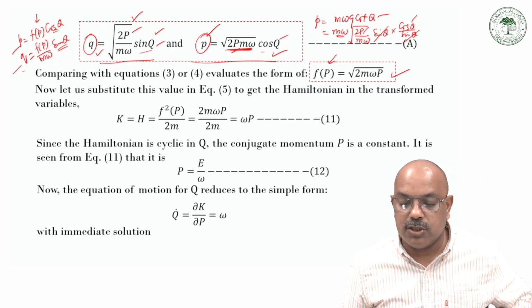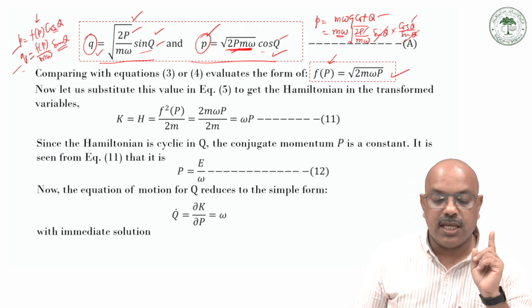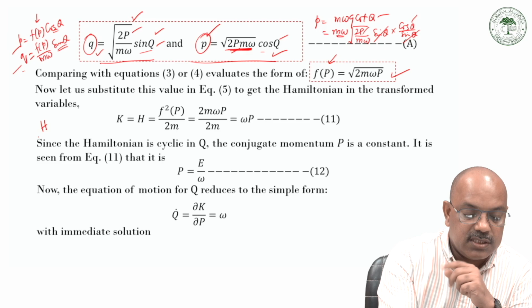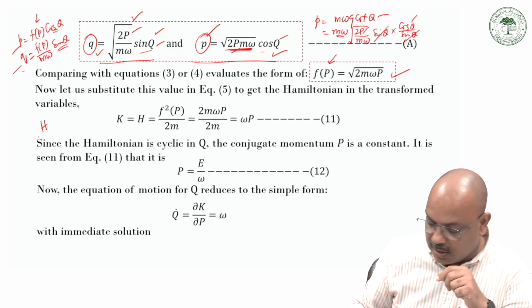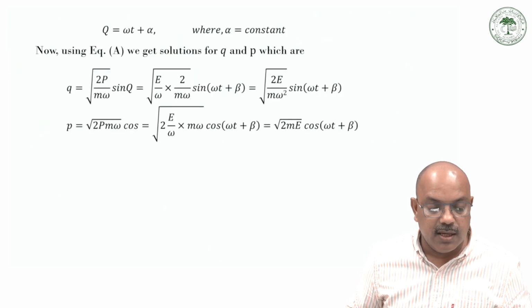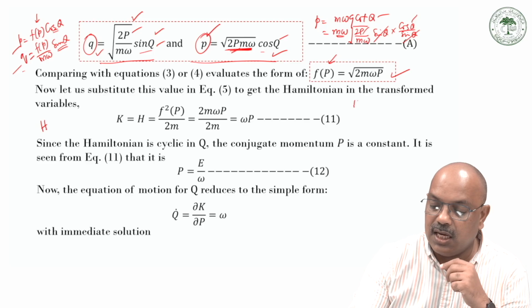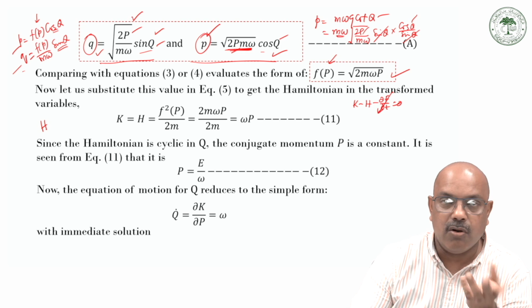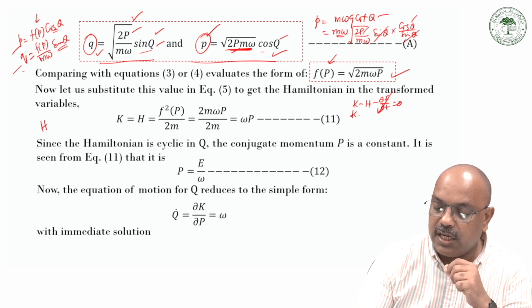Once you have f(P), the Hamiltonian is not depending upon Q, so Q is cyclic, and it is not depending upon time. So if you remember, K minus H minus delta F by delta t is equal to 0, and because this is not dependent upon t, K is equal to H.